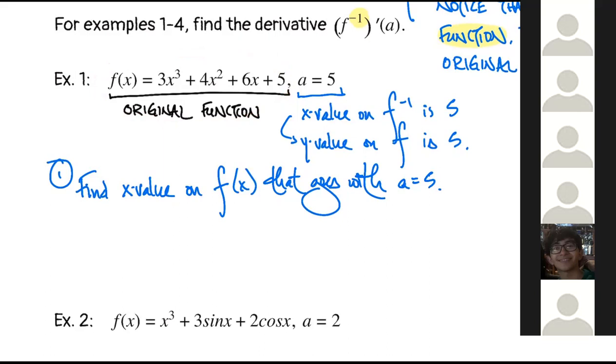Okay, so since we have the x value on the inverse, that means that is the y value on the original. So I'm going to take this 5 and I'm going to put it in for f of x. Not for x, but in for the y value part. And so we'll get 5 equals 3x cubed plus 4x squared plus 6x plus 5. So our a equals 5 went in for the y value.